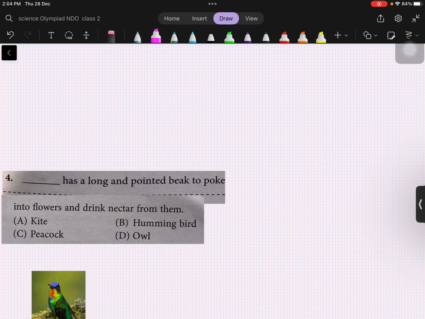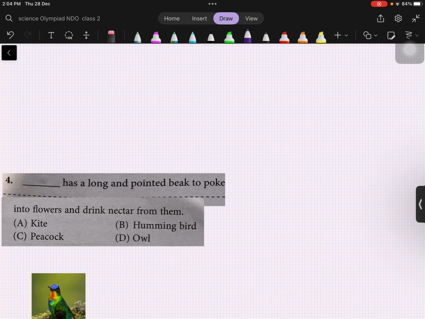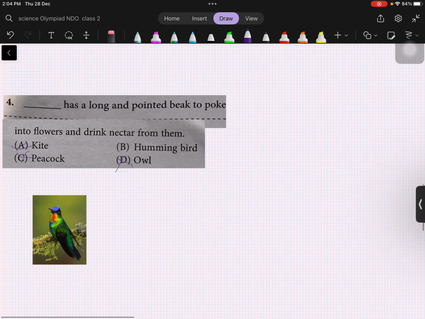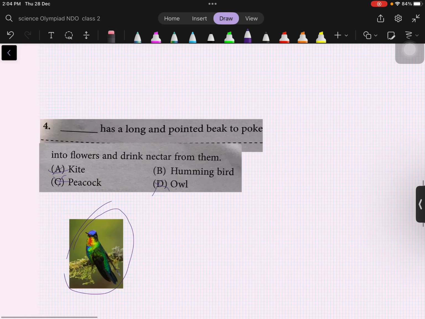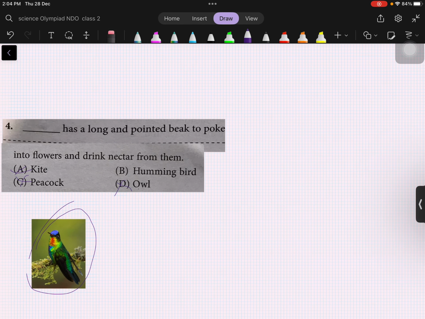Second last question. Dash has a long and pointed beak to poke into flowers and drink nectar from them. Kite? No. Peacock, not even. Owl, also not. Hummingbird. You can see there is a picture of a hummingbird. Okay. So we are going to bubble B.